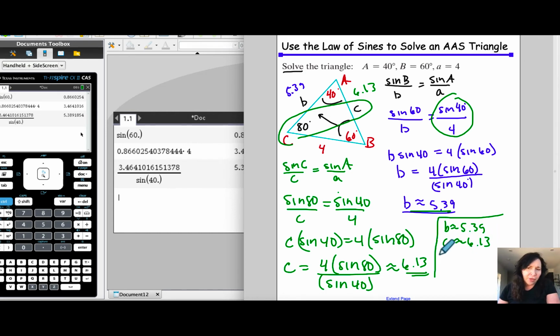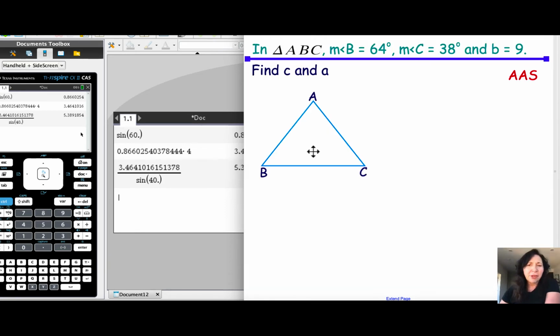And the other angle that we found was the measure of angle C, which was equal to 80 degrees. And notice that gets an equal sign because we didn't round that off. For this problem, this is an angle side, but let's just verify. We've got angle B, which is 64 degrees. We have angle C, which is 38 degrees. And we have little b, which is 9.